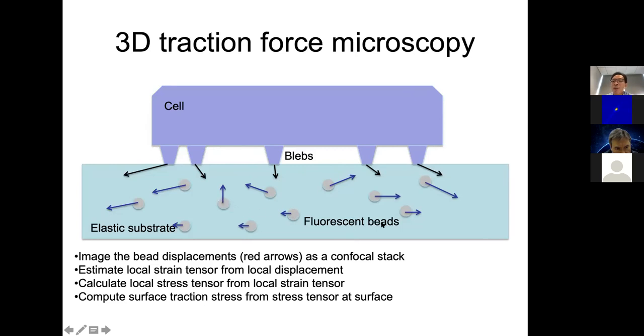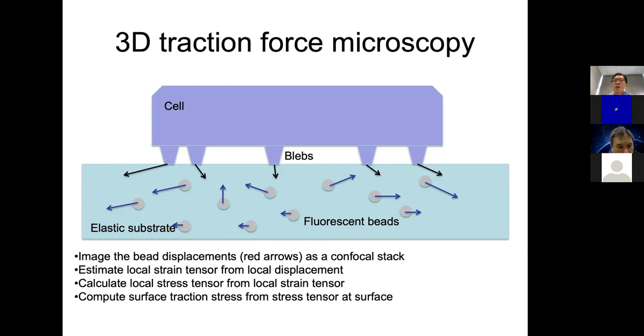So these are 100 nanometer fluorescent beads. As the cell pushes on this elastic gel, on this elastic substrate, because it is elastic, the beads will move, even at a distance from where the force is applied. If we capture the before and after image of the beads, we can then back calculate what we call the local strain tensor from the local displacements.